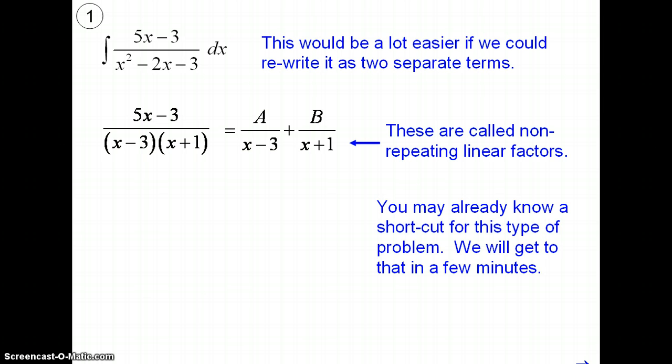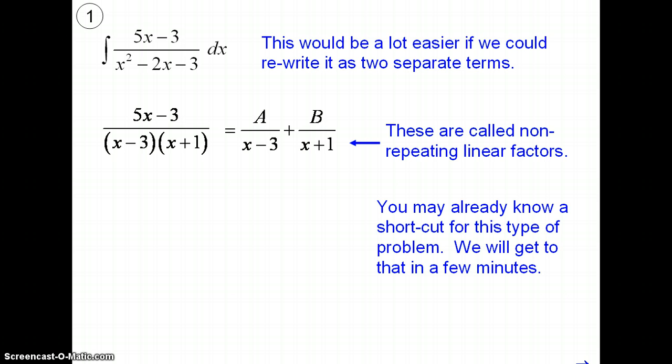There is a shortcut for this partial fractions method, which we're going to get to in a couple minutes. In fact, I'm going to go pretty quickly through this first method, which I would encourage you not to use. I'm going to encourage you to use the second method. But if you want to pause and rewind the video, if you like the first method first, go for it. Either way, you're going to get the same answer.